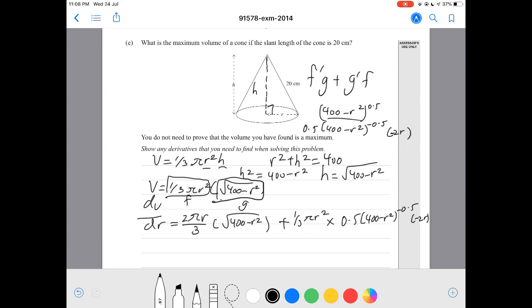So our next step is, you know that 400 minus r squared to the power of negative 0.5 can be rewritten as 1 over the square root of 400 minus r squared. That can be rewritten as the square root of 1 over square root of 400 minus r squared.